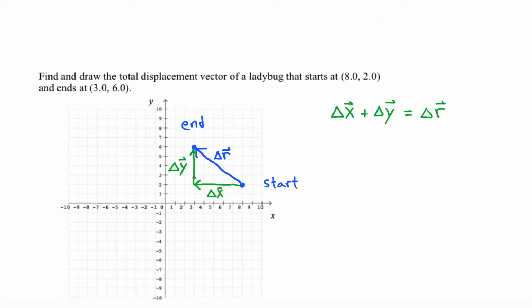Now that's not the only way that we can get to that ending point. We could take this path instead. We could go up 4 units, and then from there we could go left 5 units and still arrive at the same spot. So we have delta y here and delta x.